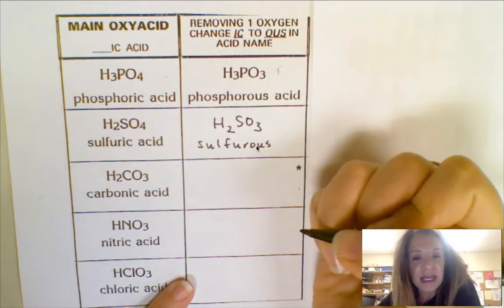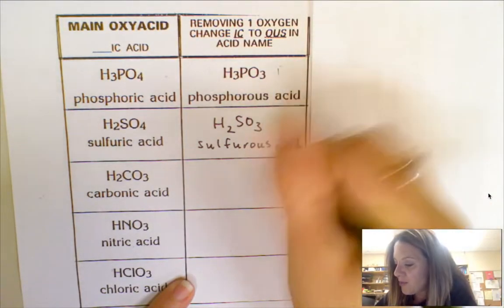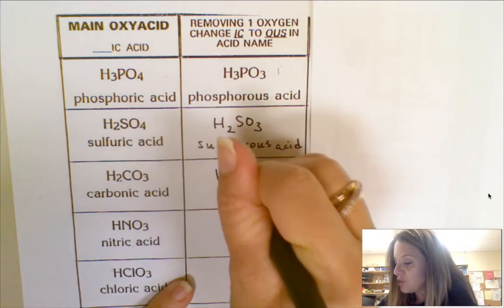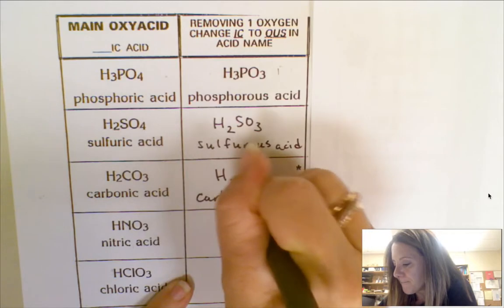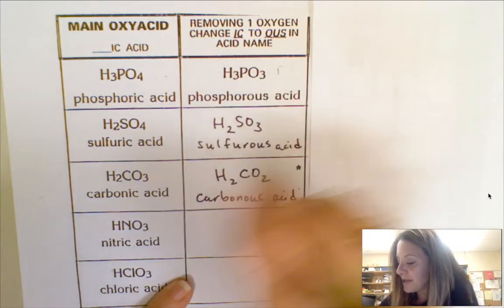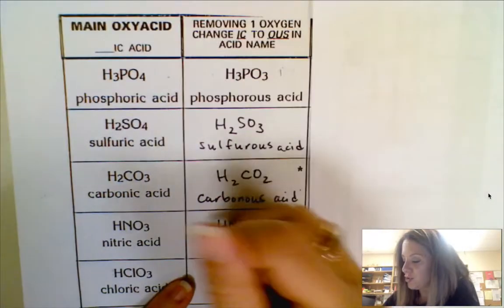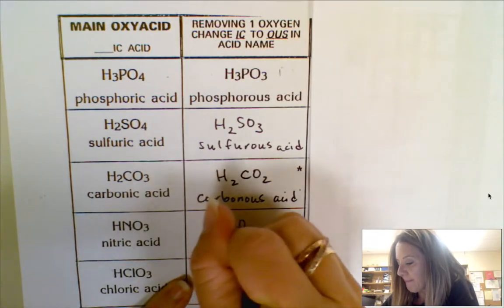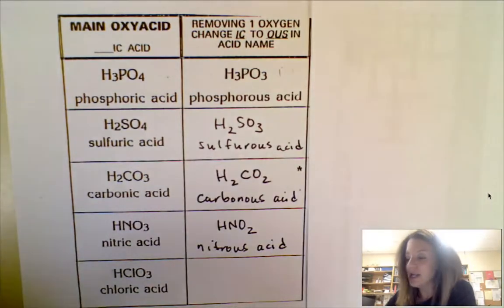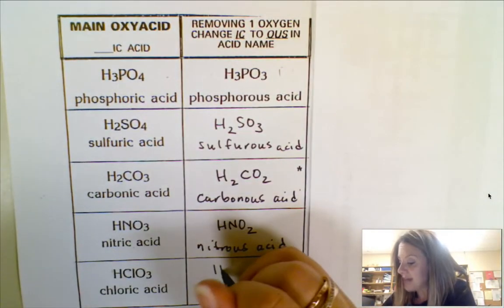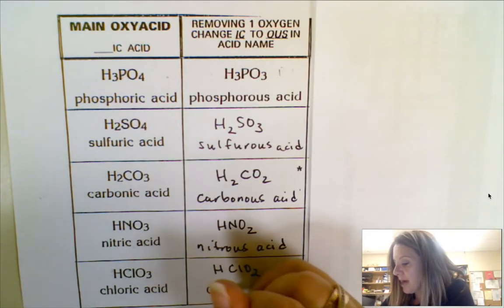You can also use a ph instead of the f for sulfurous acid. We've got carbonous acid, which would be H2CO2. We have nitrous acid, which is HNO2. So you see the trend here? Just by memorizing the first five ic acids, you can make five more ous acids by just removing an oxygen. And then we have chlorous acid.